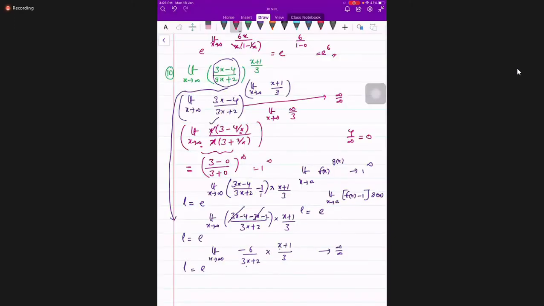So L equal to, okay? Is the answer e power minus 2 by 3? Yes, sir, I got the same thing.